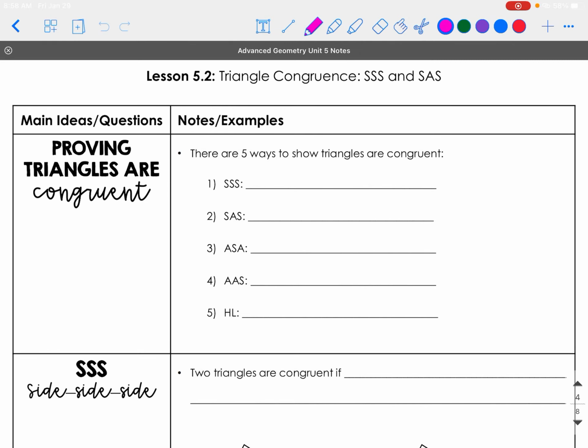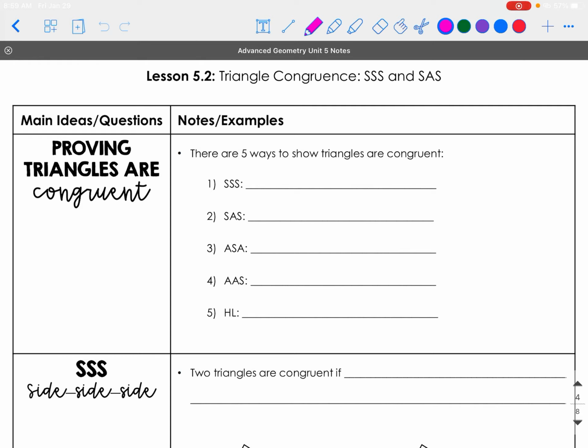Hey guys, in this video we are learning about lesson 5.2, and this is going to be about what's called SSS and SAS, and that means absolutely nothing to you right now, but I will get on to explain it.